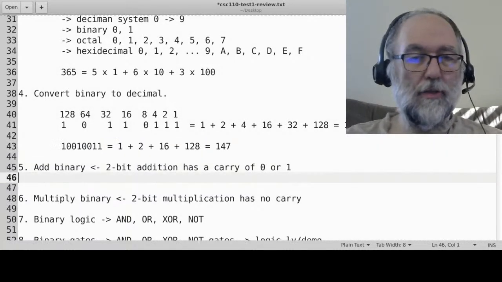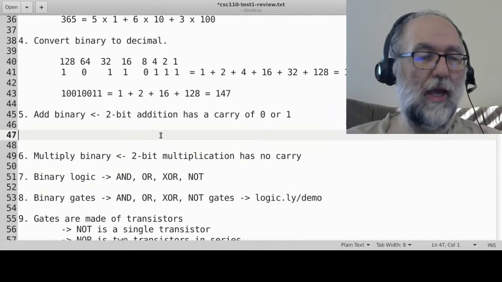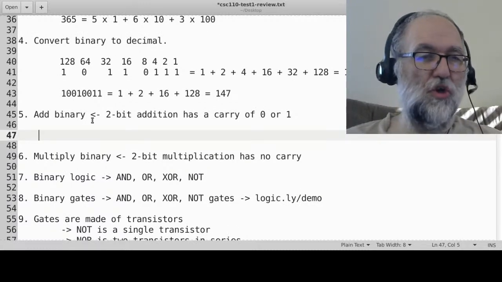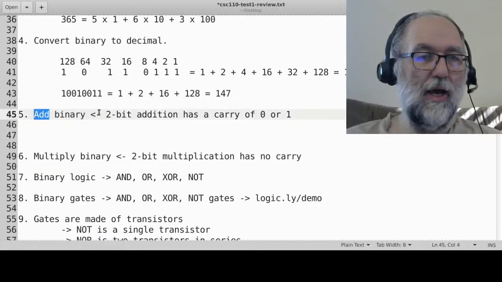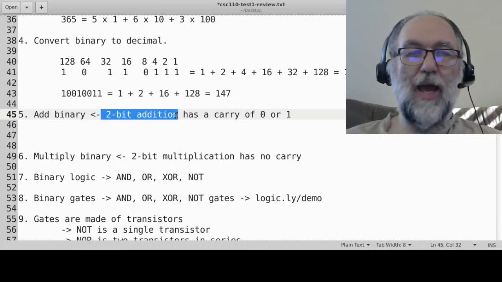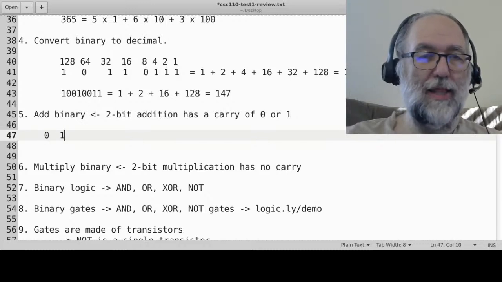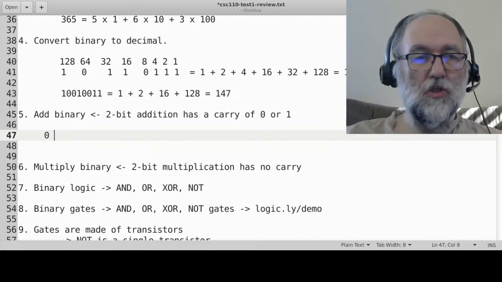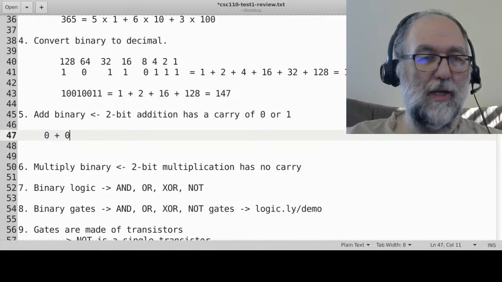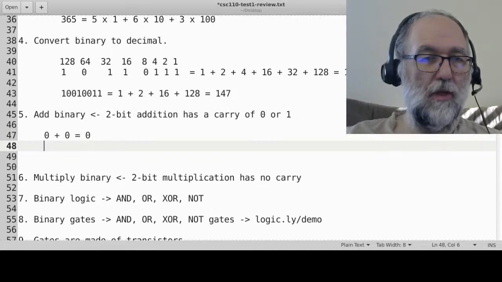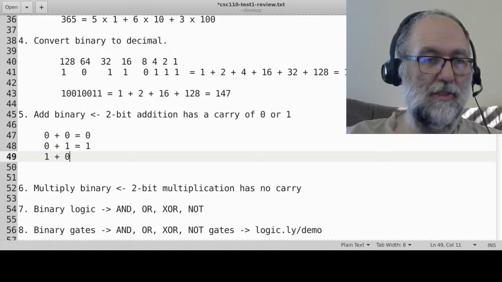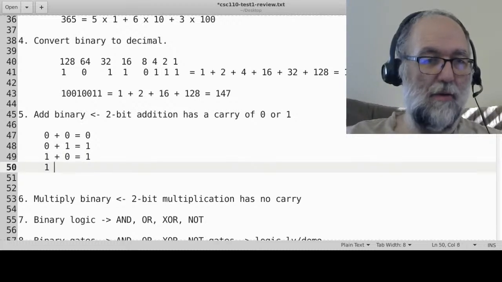All right. So binary addition. Before I actually show you binary addition, let me just mention that whenever you're adding 2 binary bits, and when I say a bit, I mean 1 binary digit, there are only 4 possibilities with 2 bits. 0 plus 0 is equal to 0. 0 plus 1 is equal to 1. 1 plus 0 is equal to 1, and 1 plus 1 is equal to 10.